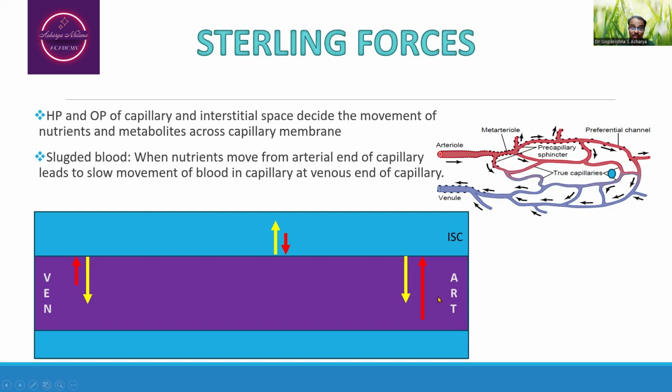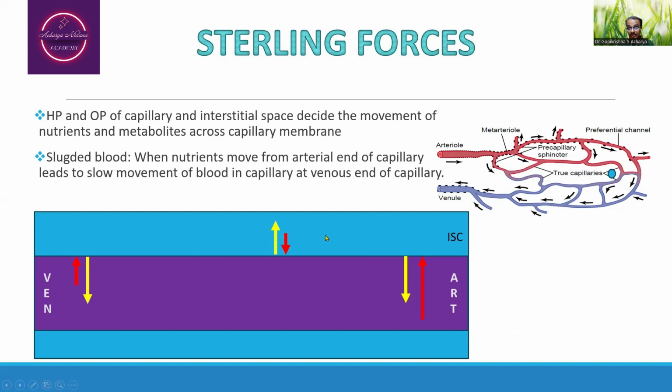Because the water from the arterial end, as it moves towards the venous end, is responsible for the transport of the fluid, etc., from the capillary to the interstitial space. That is the reason when the components of the blood move towards the venous end, there is slow movement of the blood. This is natural. This is physiological.